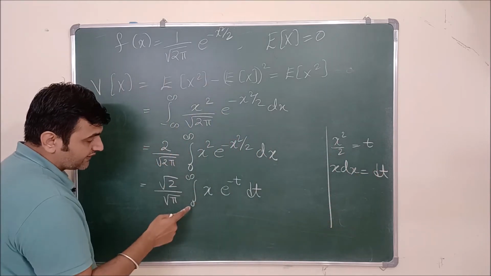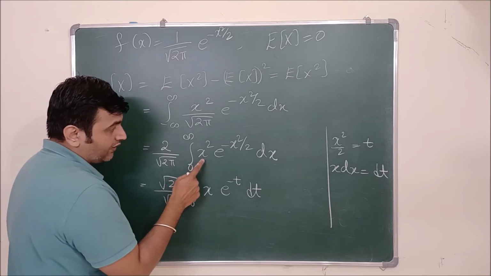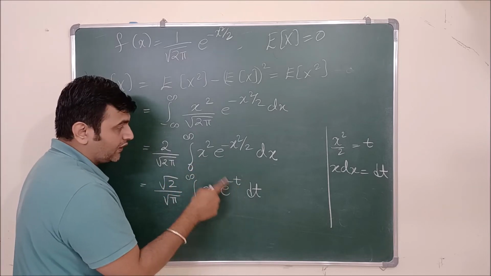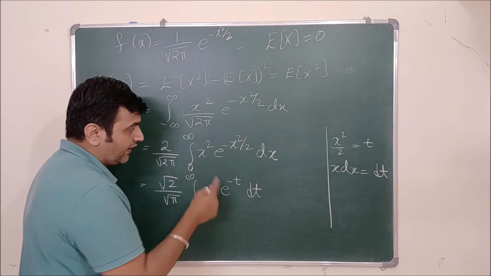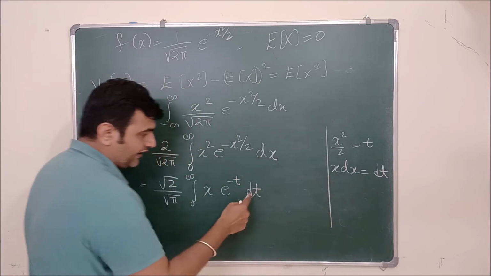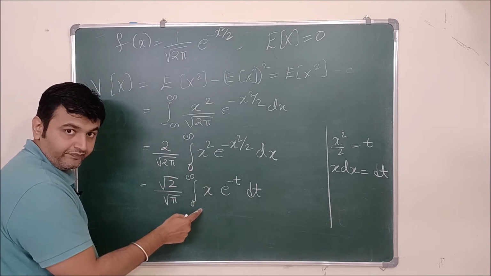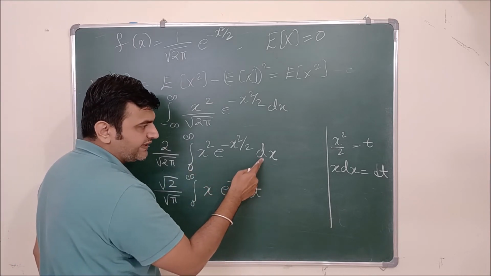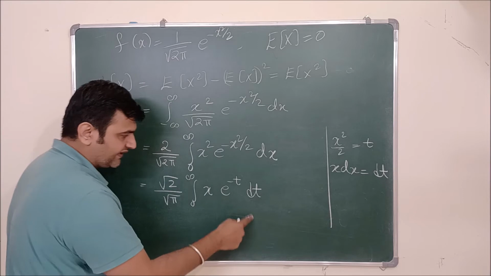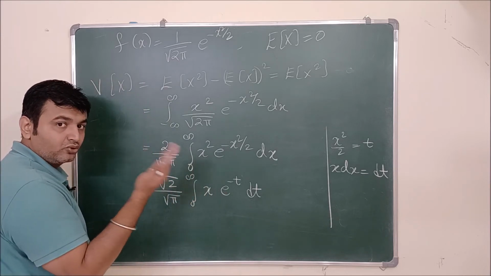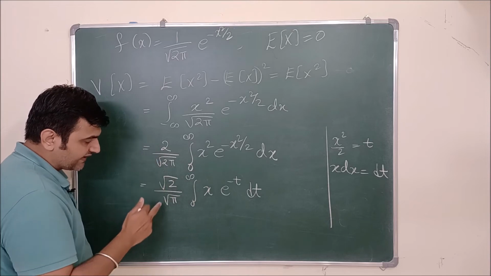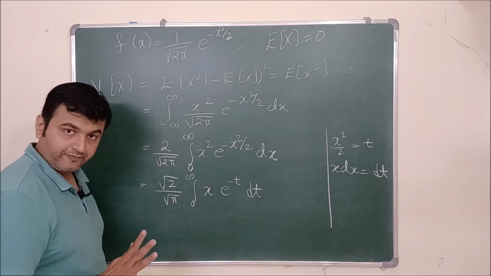So this will be 0 to infinity, e raised to minus t. Now I have x square dx. So I am writing x square as x into x. And then 1/x dx is dt, so only one x will remain. Or you can simply replace dx by dt upon x. One x and one x will be cancelled. Here I have 2, which I am writing as root 2 into root 2. So one root 2 will get cancelled, and only one root 2 will remain.